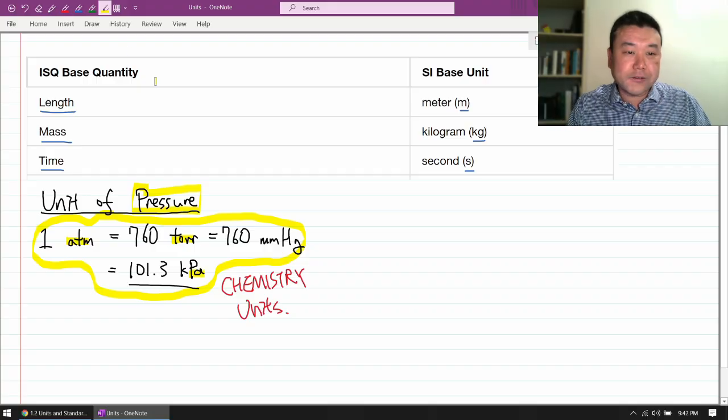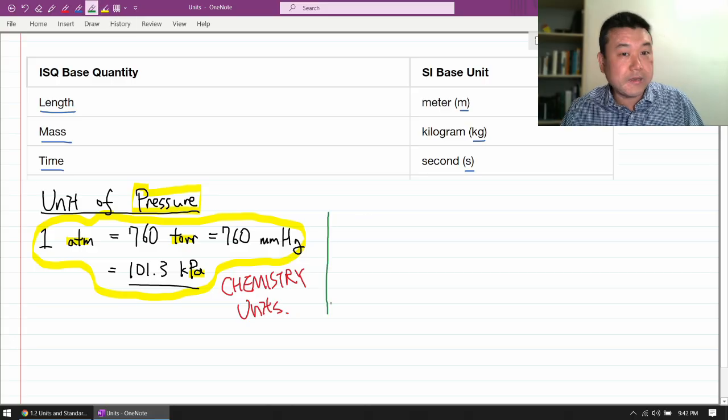To draw a contrast, in physics, we prefer not to introduce any new units, and in some fundamental sense, we don't. I mean, we do use the unit of pascal. That's the most preferred unit in physics to describe pressure. But how we describe this pascal is in terms of length, mass, and time. And this is how you will see us do it.